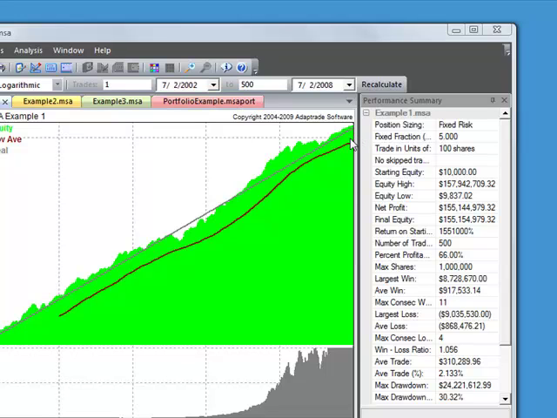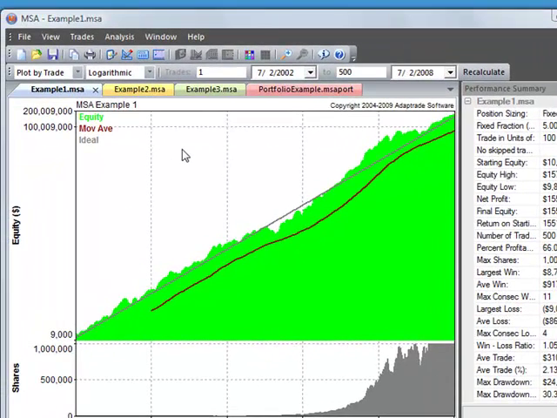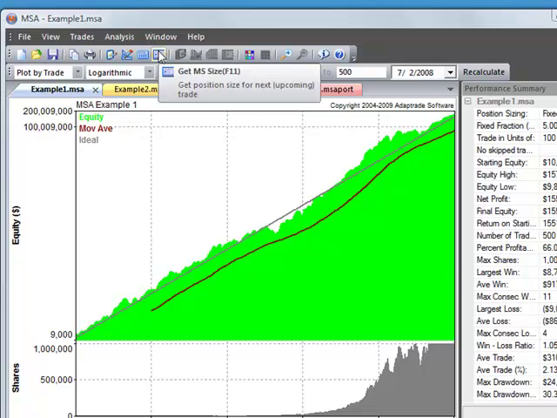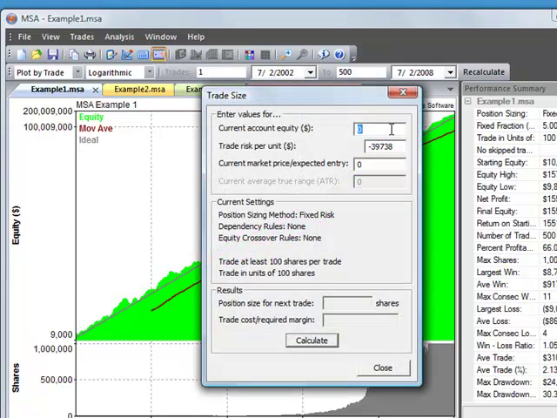This is important if you have any dependency or equity curve crossover rules where the position size may depend on prior trades. So assuming the trade history is up to date on the chart, you can select the trade size command and enter the current value of your account equity.